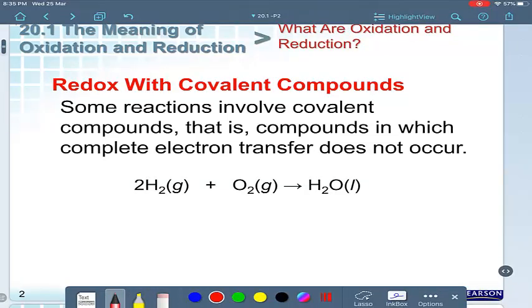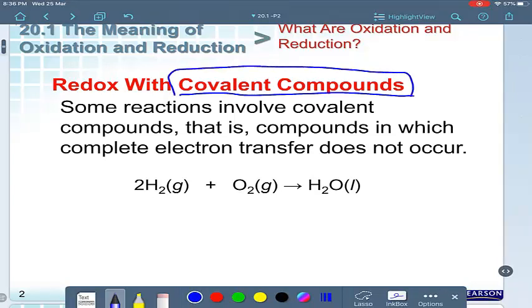Today we are going to continue our lesson about oxidation-reduction reactions, the meaning of oxidation and reduction. We continue our redox reaction, meaning reduction and oxidation reaction, with covalent compounds. We studied in the previous lecture the ionic compounds like MgS, you remember, or AgNO3 plus Cu. It was related to ionic compounds. Now we are going to study the covalent compounds.